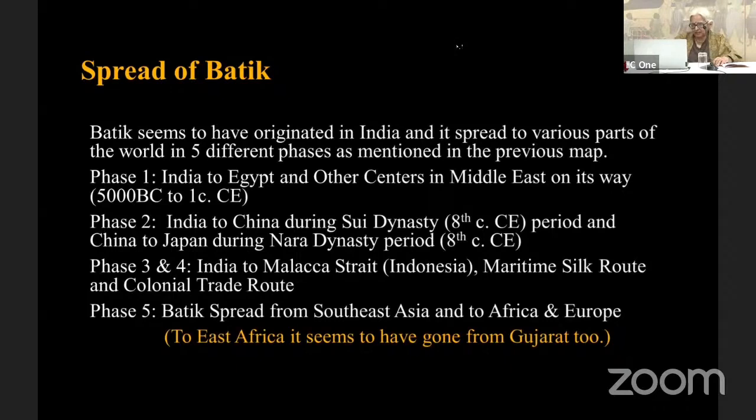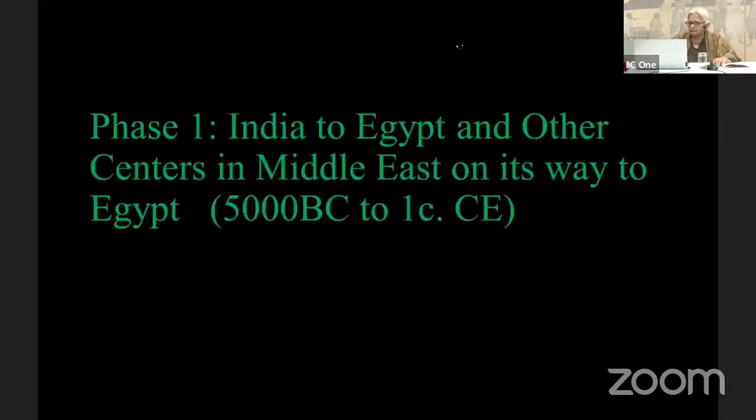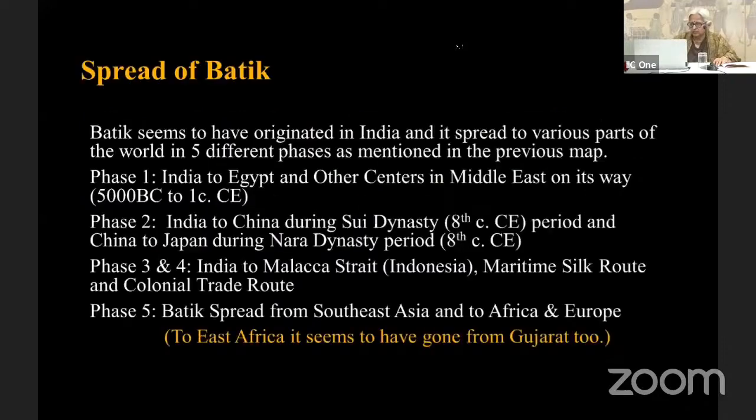And so it has reached Indonesia much later, even later than Japan. So it certainly couldn't have gone via Indonesia to Japan. And then the last stage is the maritime Silk Road and colonial trade route.